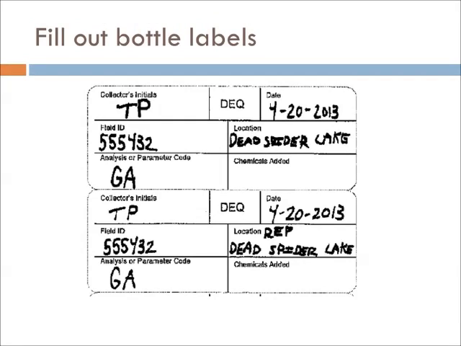Prior to sampling, fill out the 2 sample labels as shown and attach the labels to the bottles. You must use a permanent black marker to do this because water-soluble ink will run when it gets wet. In the box for parameter code, write GA. On the second label, write REP in the location box, indicating that this is for the replicate sample. All volunteers will take 2 water samples.